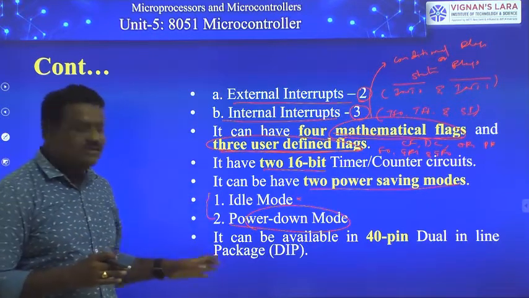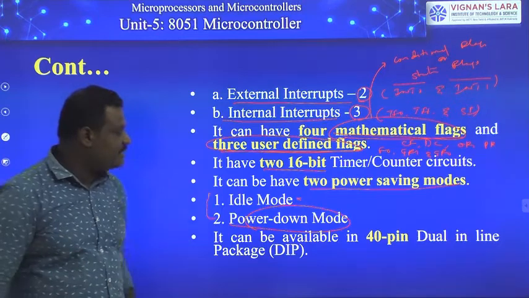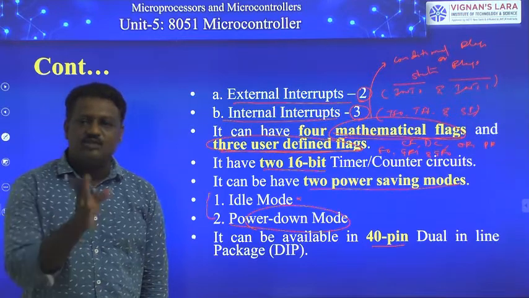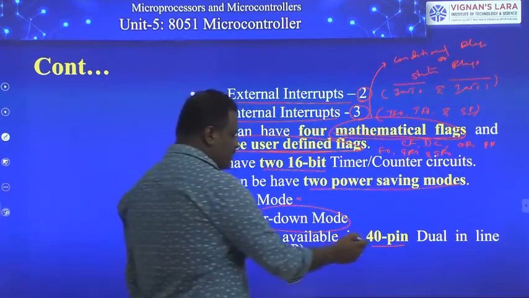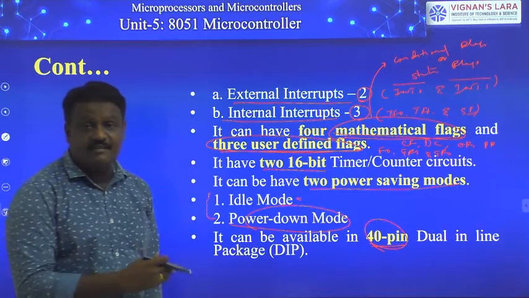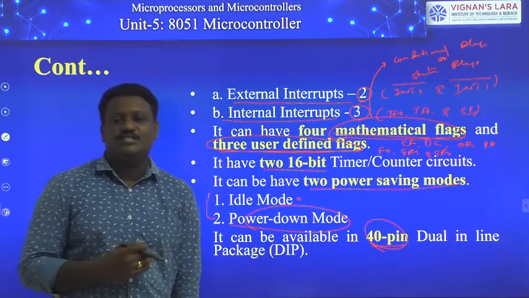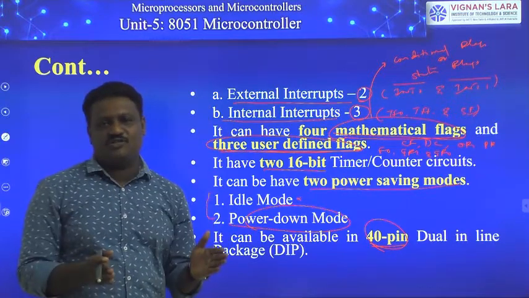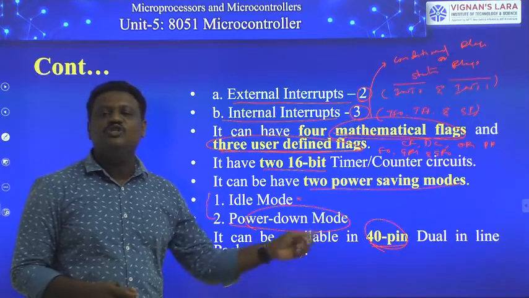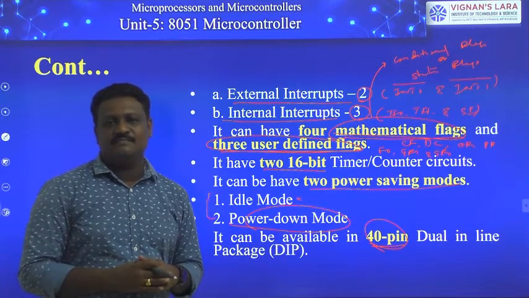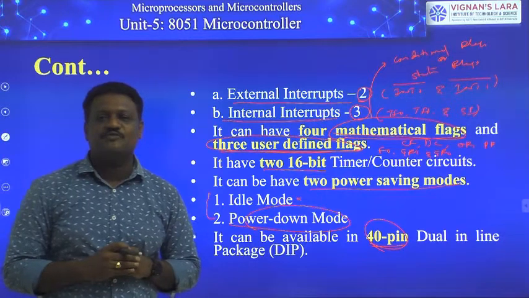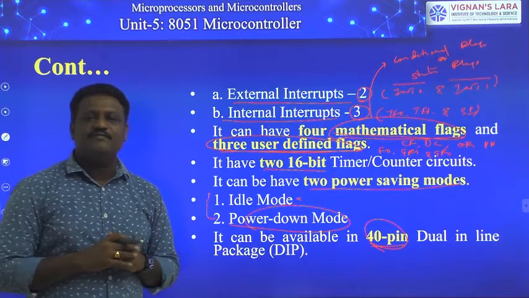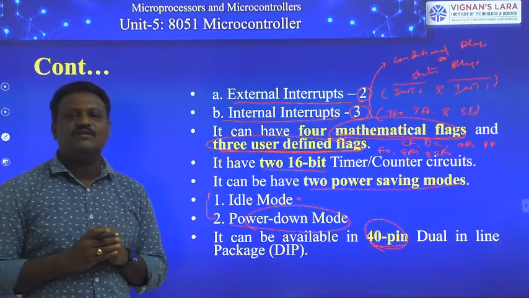And coming to the last one, this 8051 microcontroller is available in a 40-pin dual inline package. That means it has a total of 40 signals. With the help of these 40 signals, or 40 pins or 40 lines, my 8051 can communicate with the external world. And these 40 signals are arranged in 2 lines in my IC. That's why it is available in a dual inline package. These are the different features of the 8051 microcontroller. I hope you understand the features of the 8051 microcontroller.